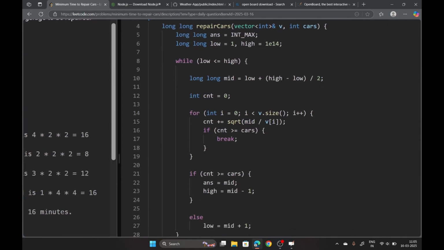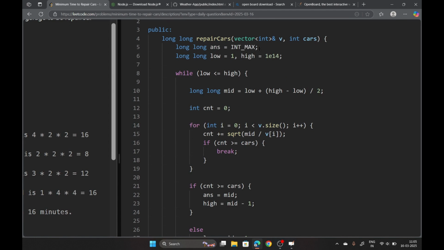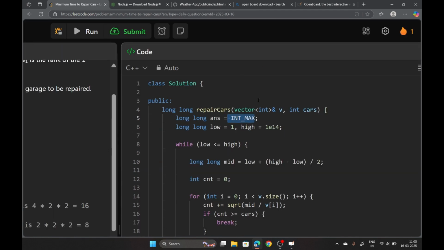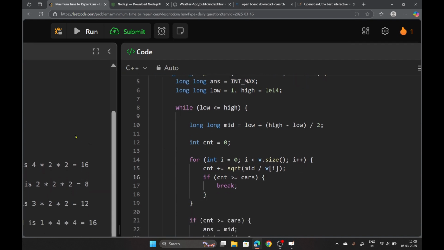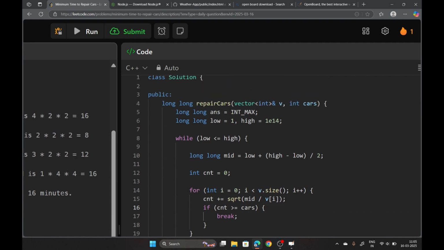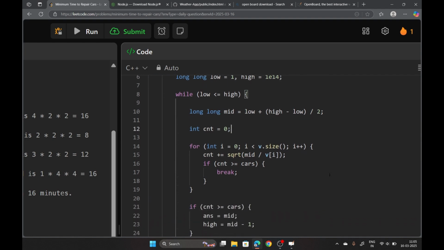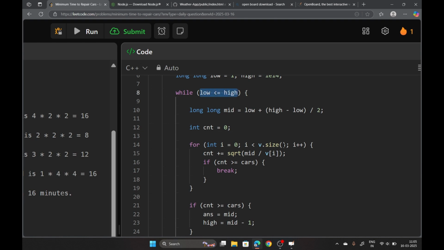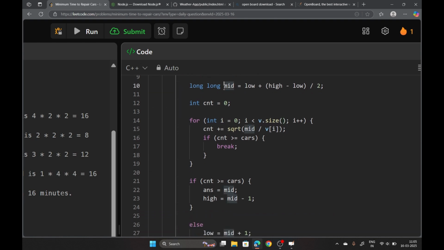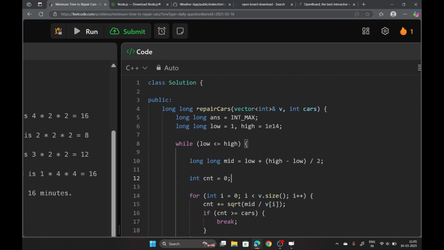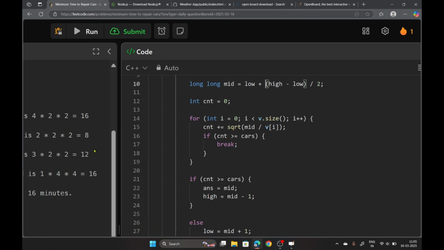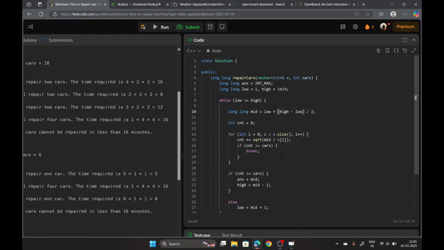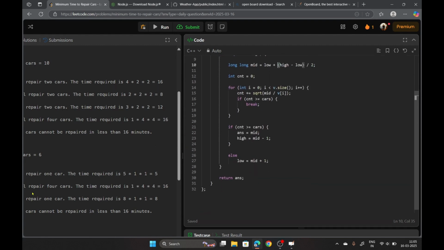This is the code. Here for the answer I have written int max because we are supposed to find the minimum, so the initial value should be the greatest. Low equals 1 because, as I told you, our search space is from 1 to 10 raised to 14. Now, while low is less than or equal to high, the main condition for binary search, we calculate mid, and please don't forget to use long here, because there might be some overflow in the value, which we do not want. Prevention is better than cure.